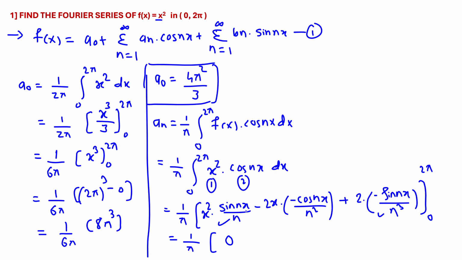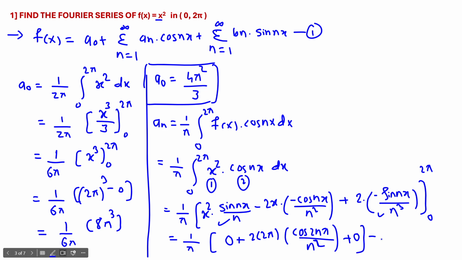Okay, so sine term is here, so sine 2 pi is 0, so put here 0, minus this minus minus will become plus 2 into 2 pi into cos 2n pi divided by n square, and plus third term is again 0. Okay, minus lower limit is here 0, so you can see here sine 0 is 0, even first term and third term is 0, but in second term also 2 into 0 will also be same 0.